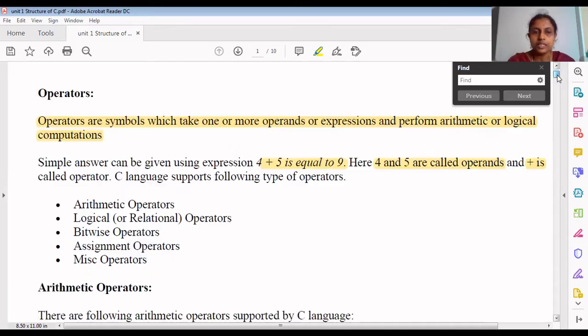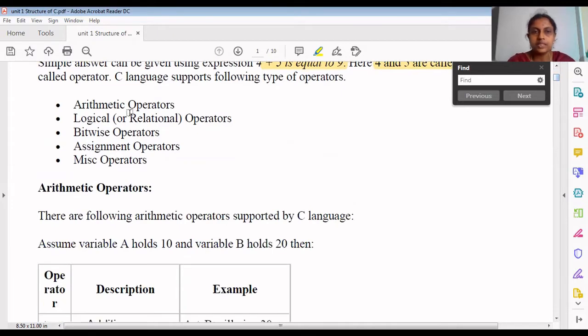These operators are of various types. Some of the types I have specified. This is arithmetic operator, logical operator, and we have one more operator called relational. Don't write or, make it and. Okay, it is logical and; logical operators are there. Relational operator is there, bitwise operator, assignment operator, and the remaining miscellaneous operators. So what are the operators we have? Arithmetic operator, logical operator, relational operator, bitwise operator, assignment, and miscellaneous operator. Okay, these are the different types of operators we have.